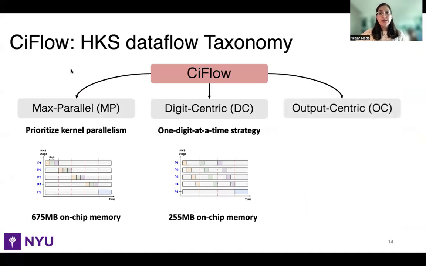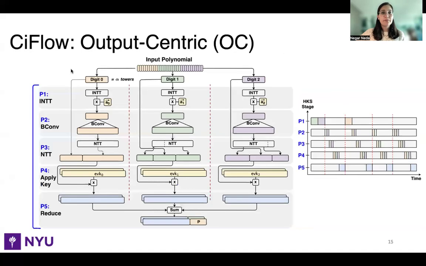Finally, we propose output-centric data flow, which is the main contribution of our paper, and it's optimized for data movement and on-chip storage. The goal here is to generate one output tower at a time. The reason is that when we look into the hybrid key switch algorithm, we realize that for generating one output tower, I do not need to generate all of that huge amount of intermediate data. Only a part of that intermediate data would be enough, and I wouldn't need those generated data for the next operations. So we break down the output-centric into two parts.